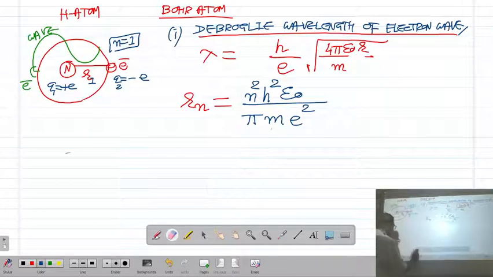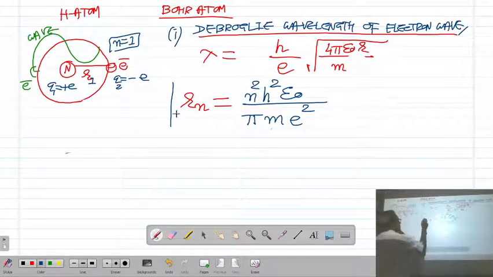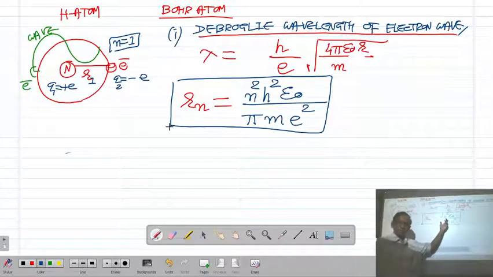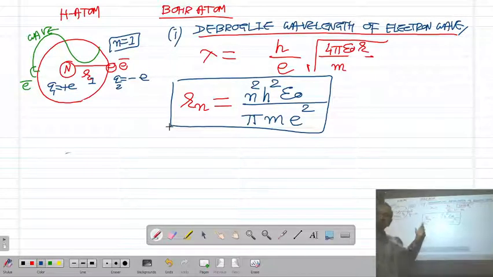This equation you have derived in the Bohr model. In the Bohr model, we derived this equation in the 11-12 standard. The same equation we have now derived by considering the wave nature of the electron in an orbit.